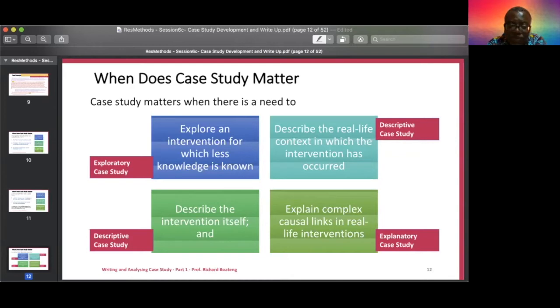We are going to look at case studies in which we are trying to explain the complex causal links in a real world intervention, a real life intervention. So what happens in case studies is that every case deals with a real life intervention. The case itself is an instance of that real life intervention. The case you are studying is an instance, or an occurrence, of that real life intervention.